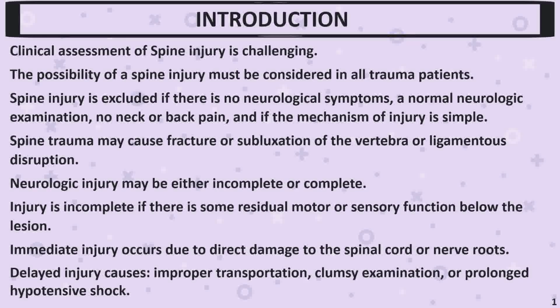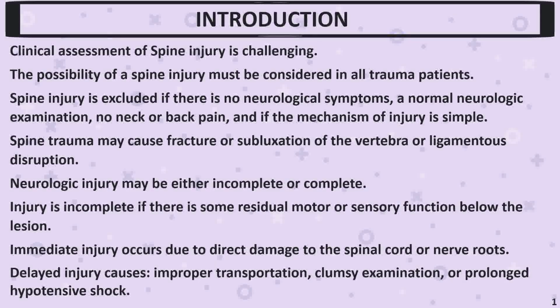Assessing and treating patients with injuries of the spinal column and spinal cord is challenging. The possibility of a spinal injury must be considered in all trauma patients. The risk of a significant injury to the spine is minimal if the patient has no neurological symptoms, there is a normal neurological examination, there is no neck or back pain, and if the mechanism of injury is unlikely to injure the spine. A spine trauma may cause fracture or subluxation of vertebra or ligamentous disruption.